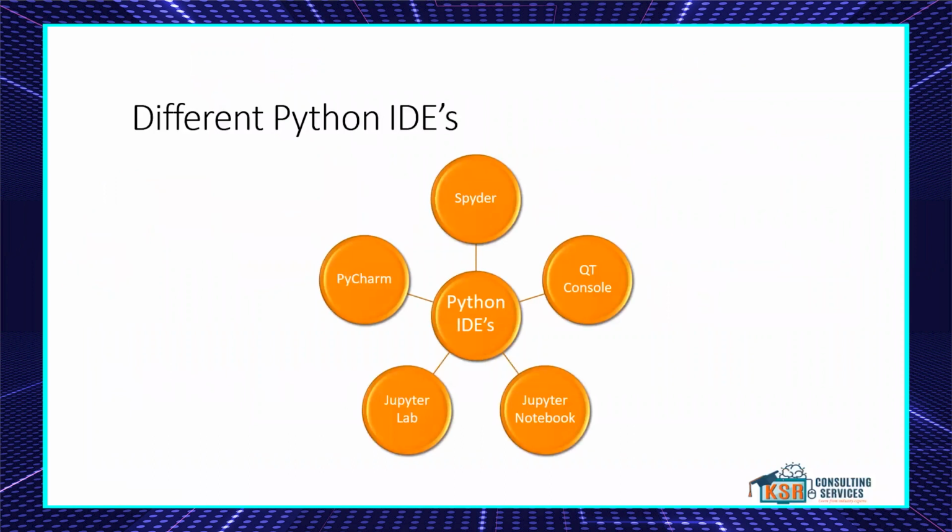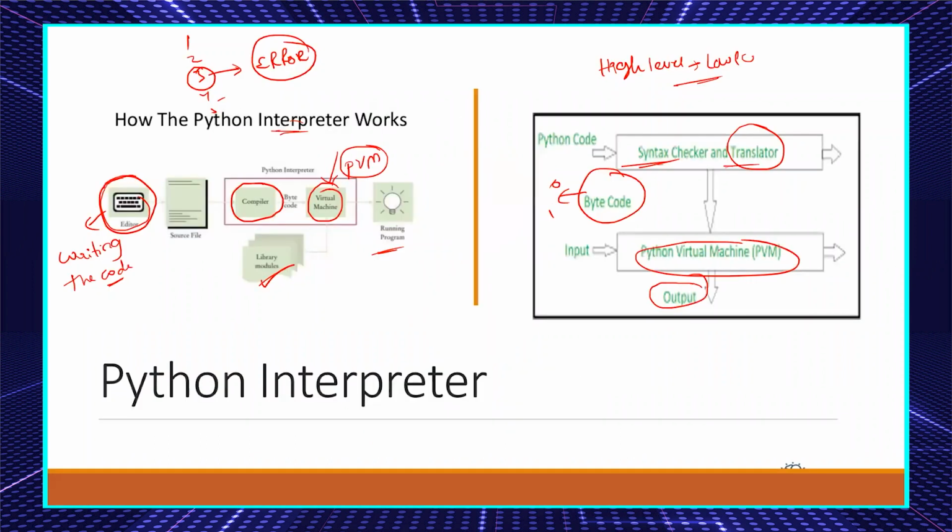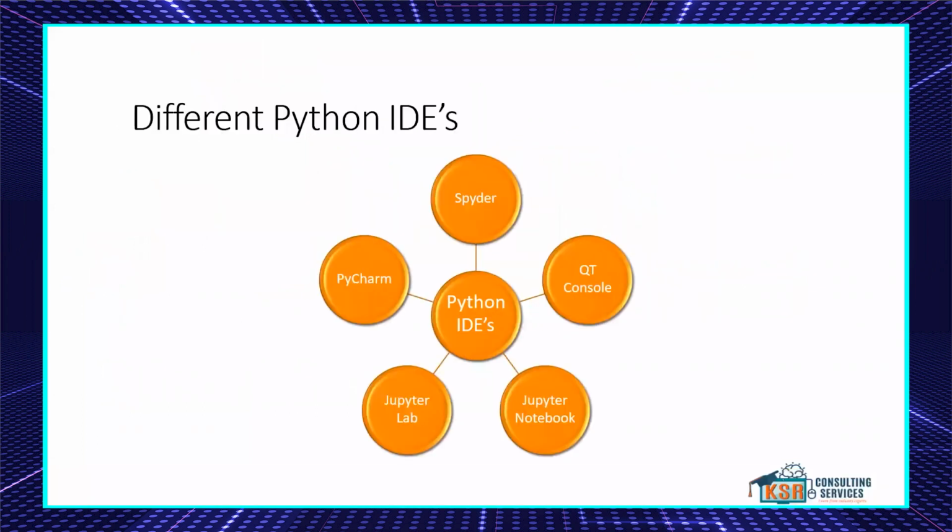Now, okay, sir, you talked about the editor. Which editor, sir? What do you mean by editor? What I said: editor means where we can write the code. So in Python, we have different editors. Of course, all these editors belong to the Anaconda distribution. For example, if you write code in Spyder, QtConsole, or Jupyter Notebook, everything is the same. There is no need to change. But the way the editor looks is different.